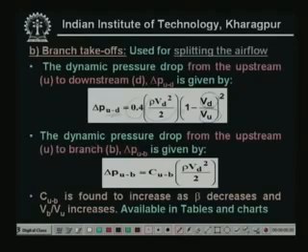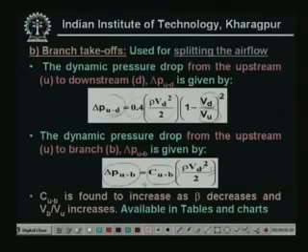Normally it is observed that this pressure drop is very small compared to this pressure drop. That means the dynamic pressure drop from upstream to downstream is negligible compared to the dynamic pressure drop from upstream to branch, that is delta P U to B. Delta P U to B is given by this general equation. This is equal to the velocity pressure in the, I am sorry, this should have been B, VB, that means the velocity pressure in the branch multiplied by a dynamic loss coefficient from upstream to the branch.